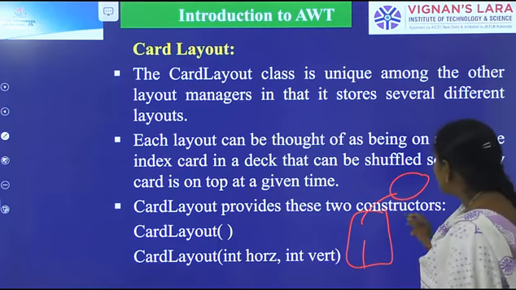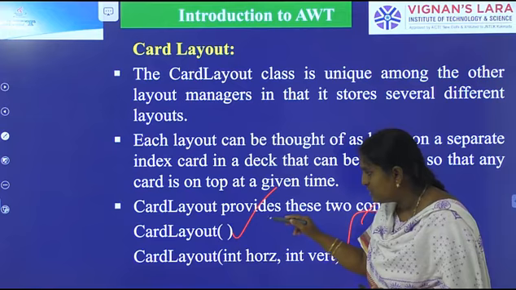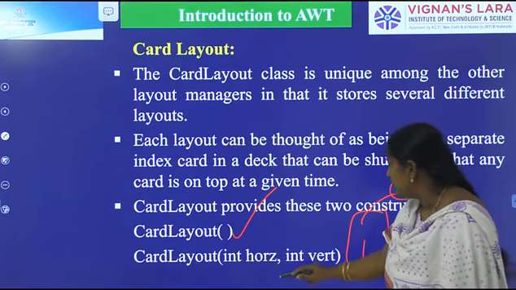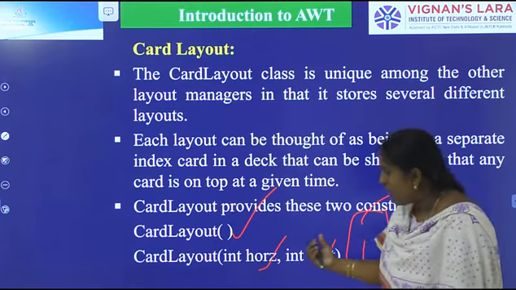Card layout provides these constructors. The first one is the default constructor, which creates a default card layout. Next one, CardLayout with int horizontal and int vertical, where horizontal and vertical space is left between the components.